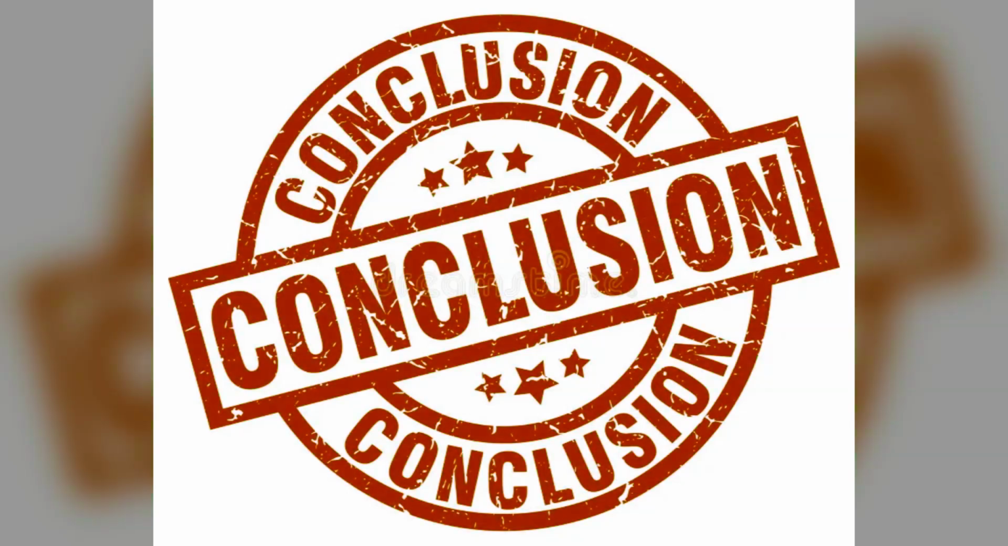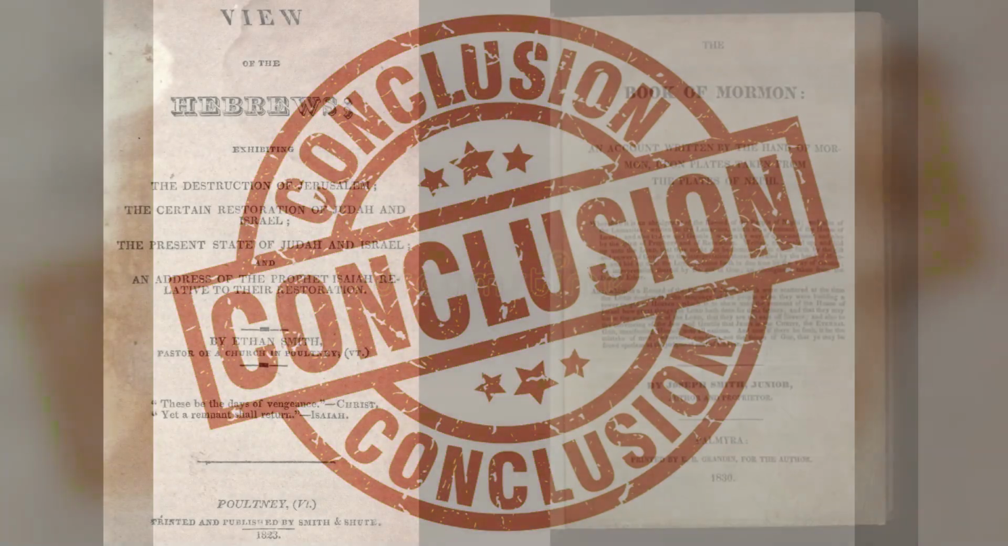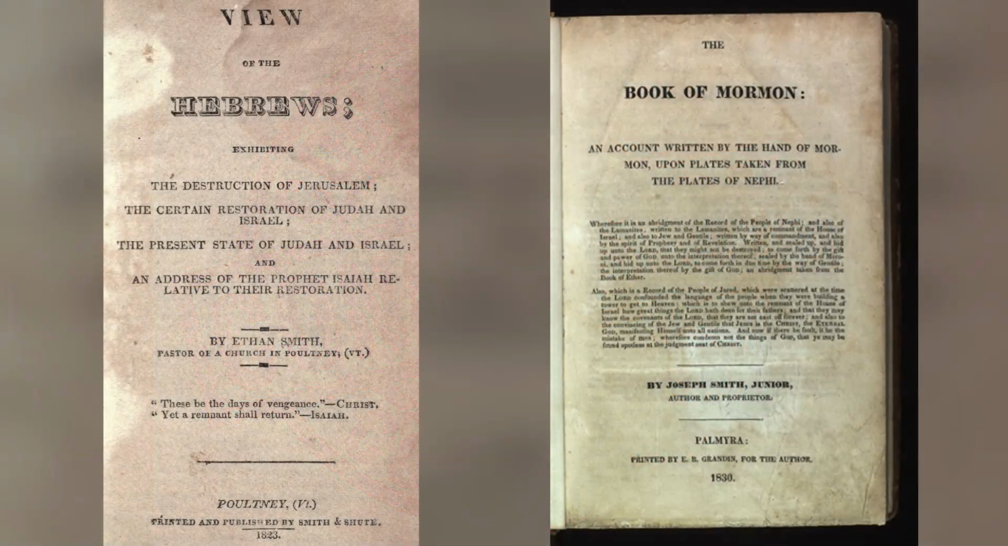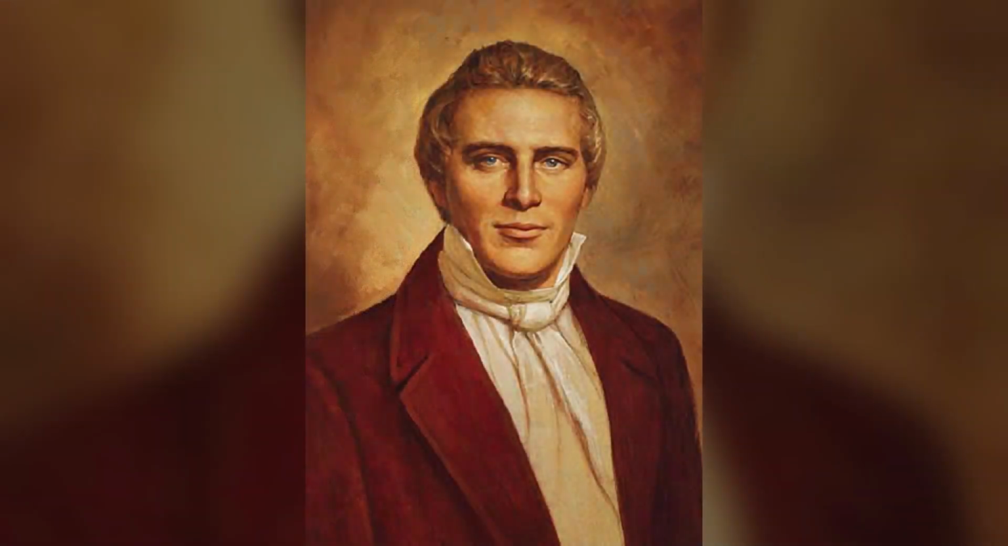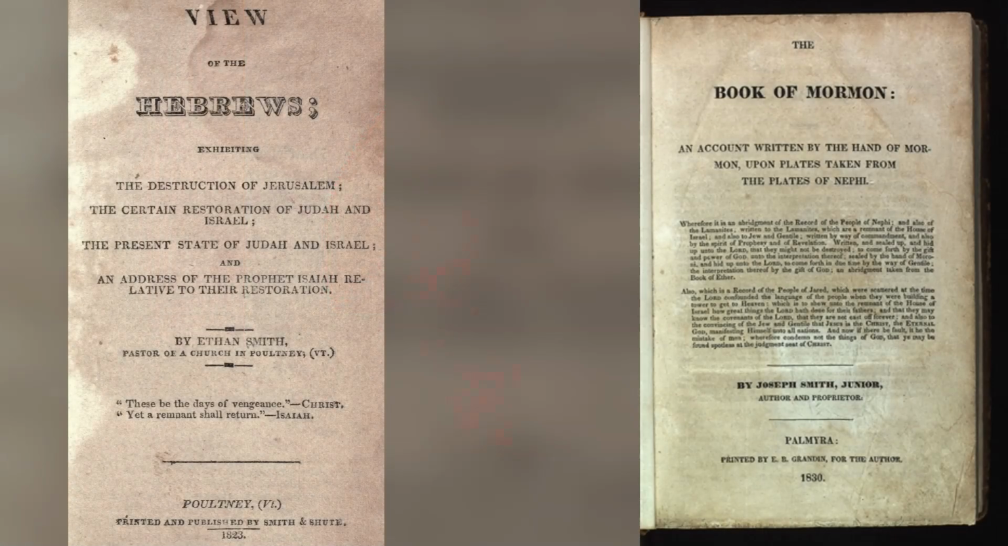In conclusion, the striking parallels between View of the Hebrews and the Book of Mormon, combined with the historical context and connections between Joseph Smith and Oliver Cowdery, raise compelling questions about the origins of the latter text. While direct evidence of Smith's or Cowdery's use of View of the Hebrews in crafting the Book of Mormon remains elusive, the similarities and timing are difficult to ignore.